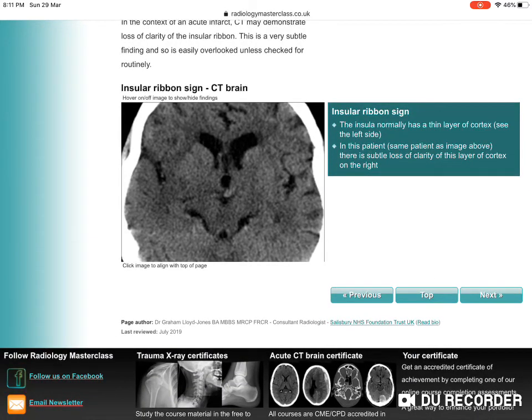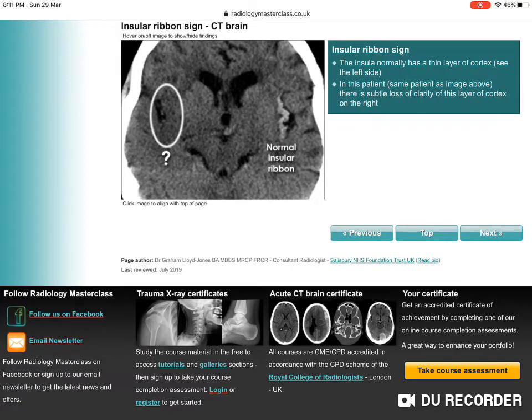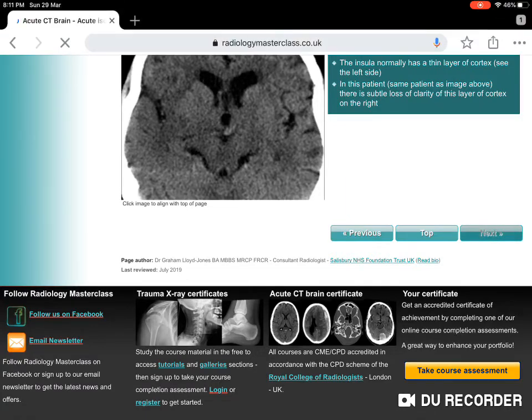Insular ribbon sign. The insula normally has a thin layer of cortex. In this patient, there is a certain loss of clarity of this layer of cortex on the right. So normal insular ribbon and the abnormal side is shown here.